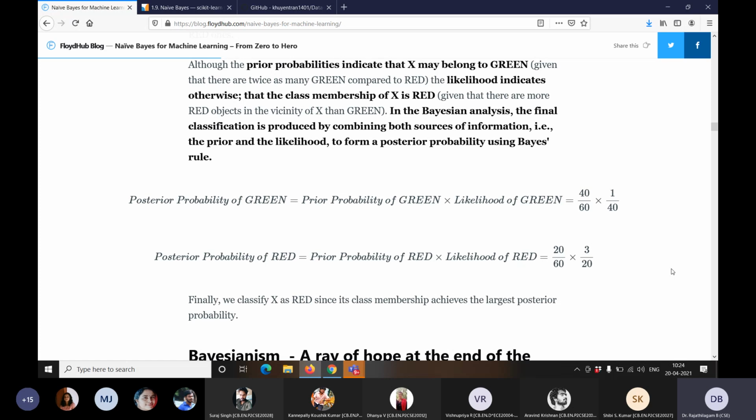This is called your Bayes rule, and this is your Bayesian classification.